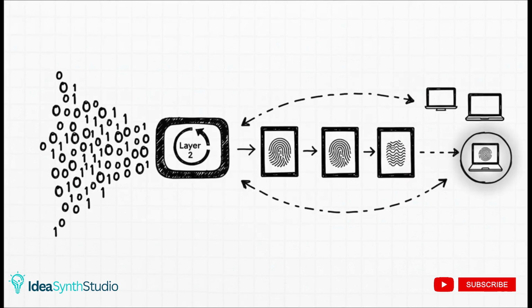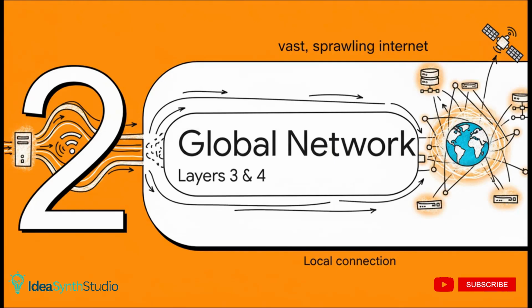Now, building on top of that, we have layer 2, the data link layer. This layer takes all those raw bits and organizes them into neat, structured packages called frames. And here's the crucial part. It attaches something called a MAC address to that frame. You can think of a MAC address as a permanent, unique serial number for your device's network card. It's like a fingerprint. This is what makes sure that frame gets delivered to the correct computer on your local network.